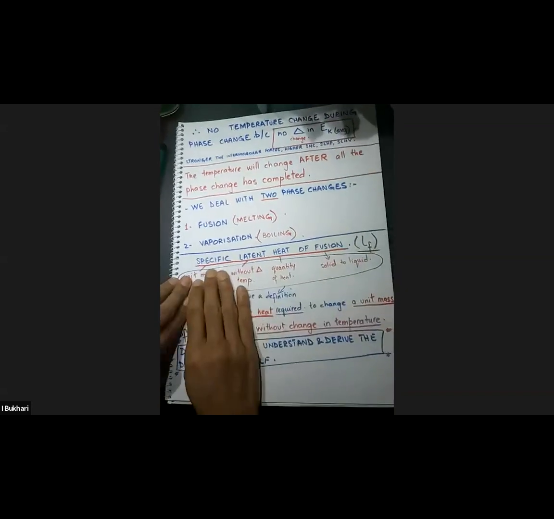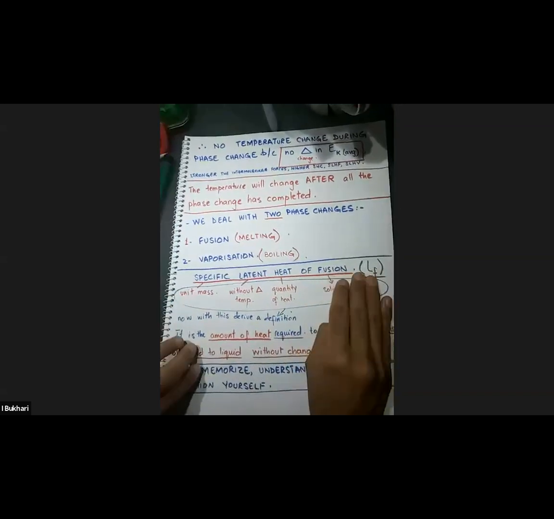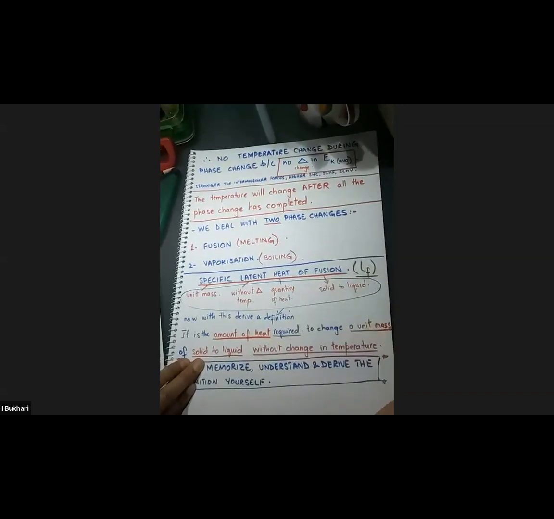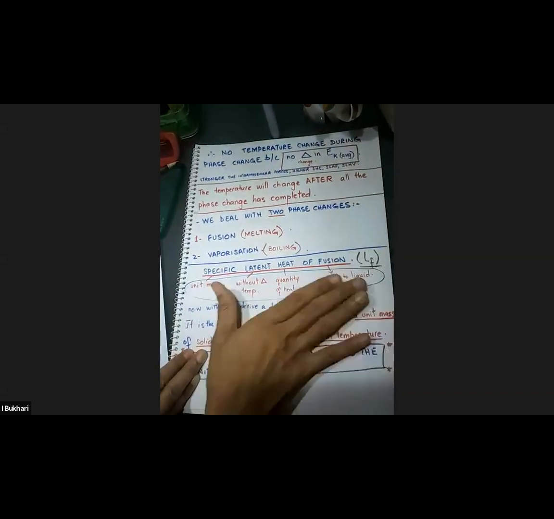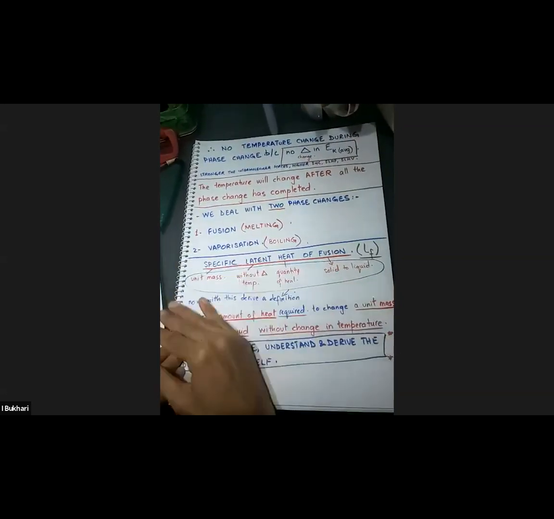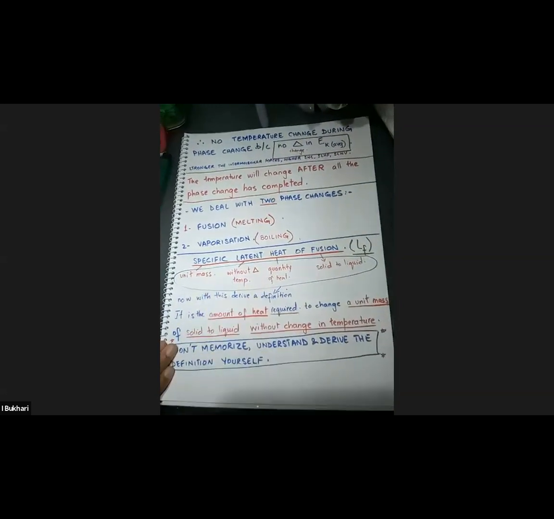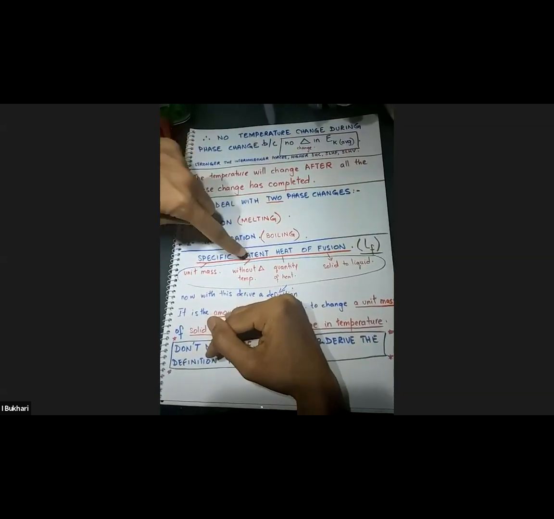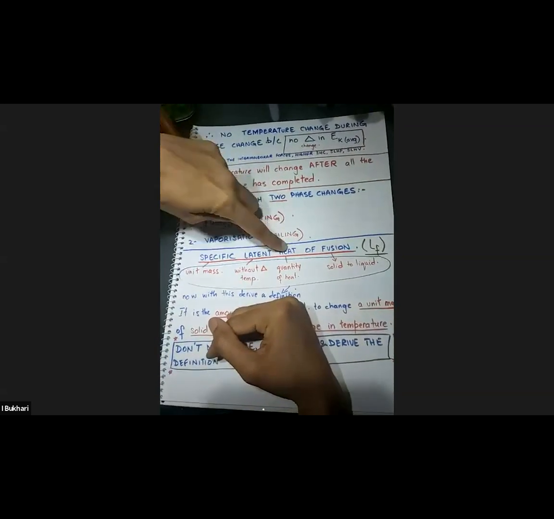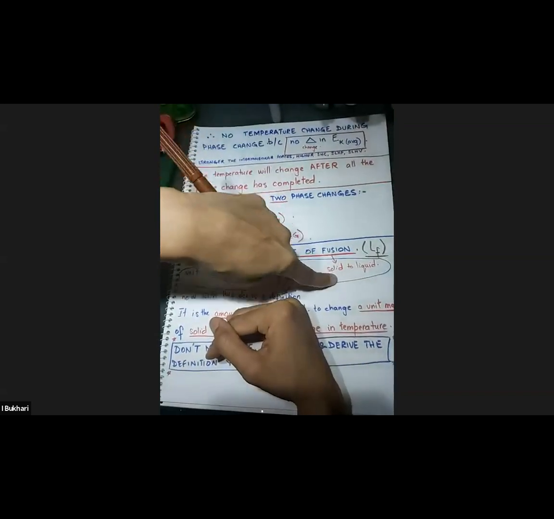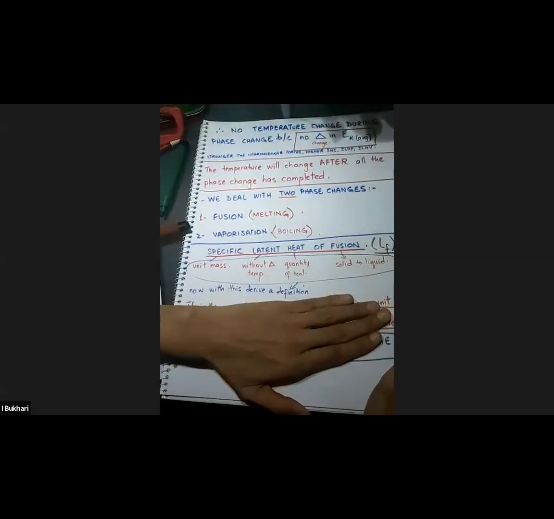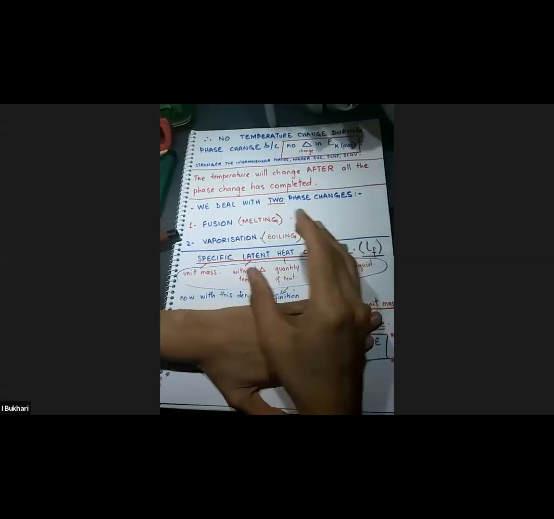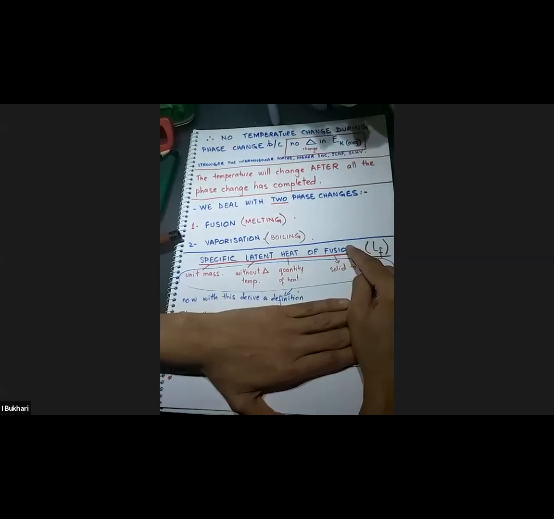Now, let's try to define specific latent heat of fusion without memorizing, okay? Don't memorize. Let's try to come up with this definition ourselves, right? Specific means unit mass, okay? Latent means without change in temperature. Heat is quantity of heat. Fusion means change from solid to liquid, right? Now let's arrange them in the form of a sentence so that we can define what this is, right?